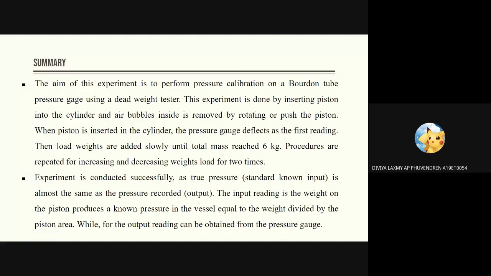The experiment is conducted successfully as the true pressure, which is the standard known input, is almost the same as the pressure recorded, which is the output. The input reading is the weight on the piston, which produces a known pressure in the vessel equal to the weight divided by the piston area, while the output reading can be obtained from the pressure gauge. I will pass to the next presenter.